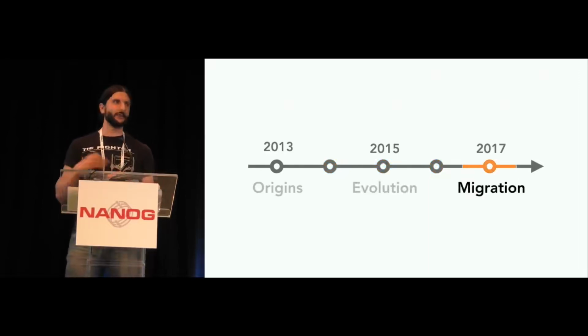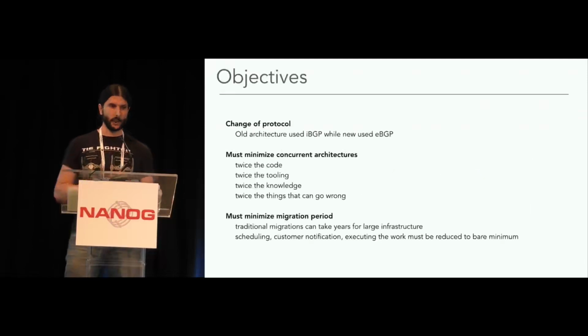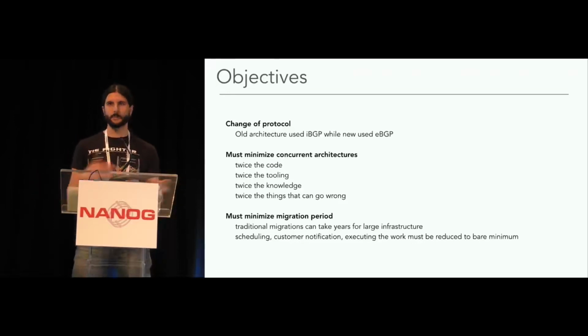So it's early 2017, and we want to work on a migration plan so we can migrate the old version of the control plane to the new one. So we had a set of objectives for this migration plan. The first one is that we had to migrate from IBGP to eBGP, because IBGP is what the old control plane was using, while eBGP was being used in the new one.